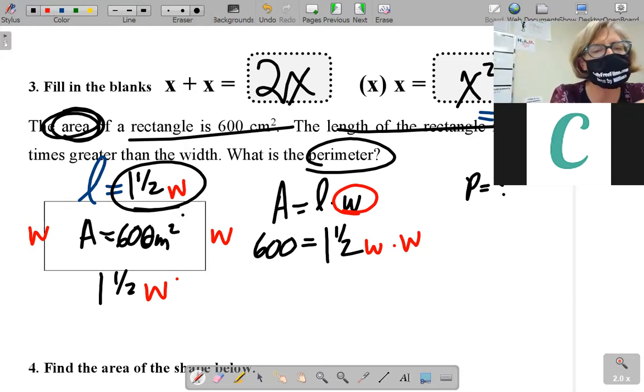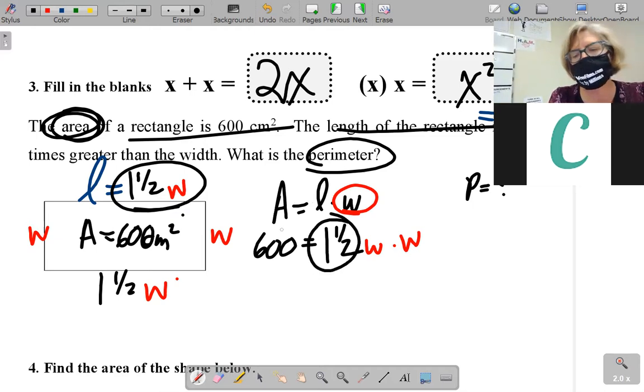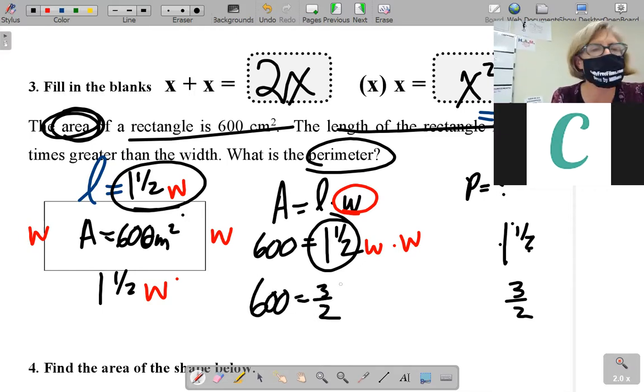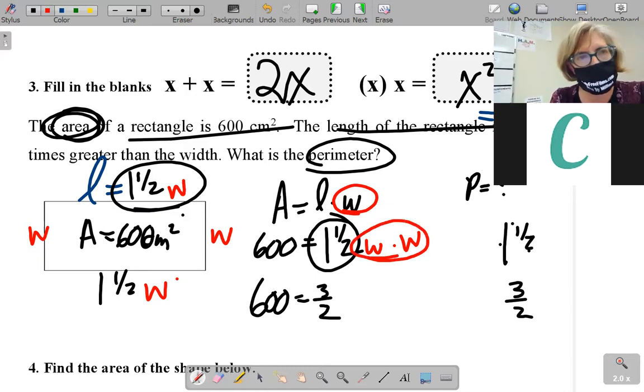So what would the next line read there? I'm going to change this to an improper fraction. So 1 1/2, that's going to be 3/2. You okay with what I just did? Yeah. Okay. So I have 600 equals 3/2 what? Width. I got W times W. 2W. That's why we did this up here, dear. W times W, W squared.